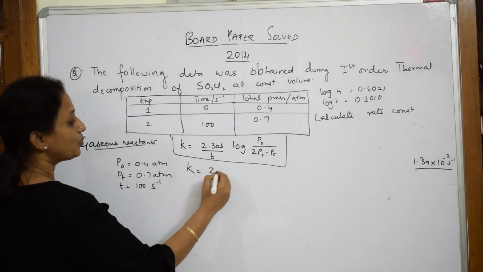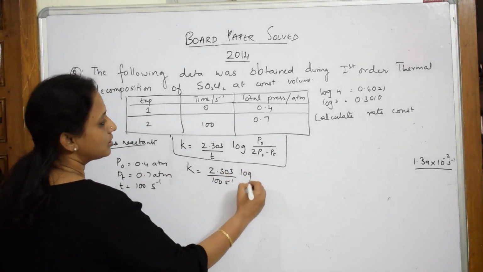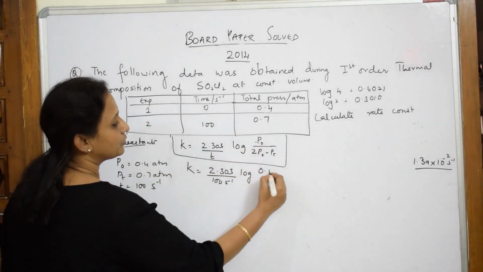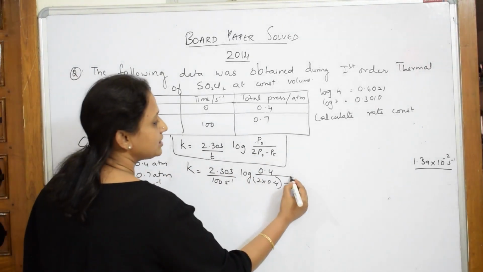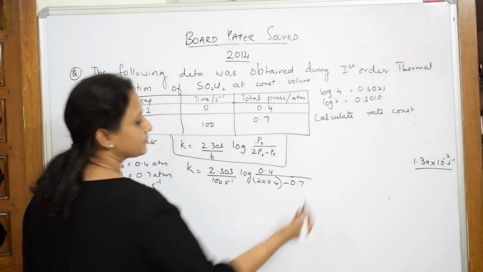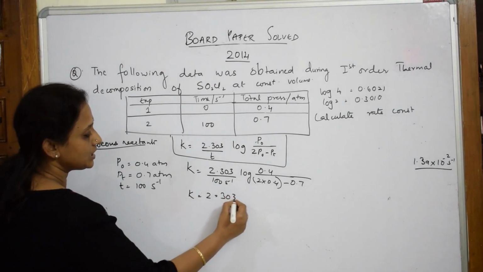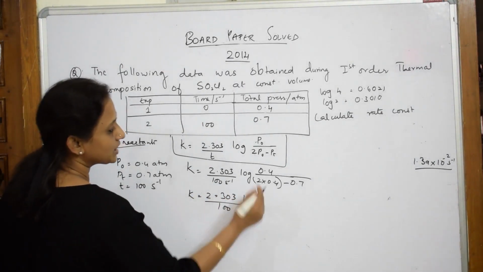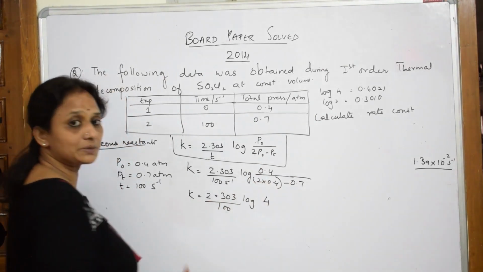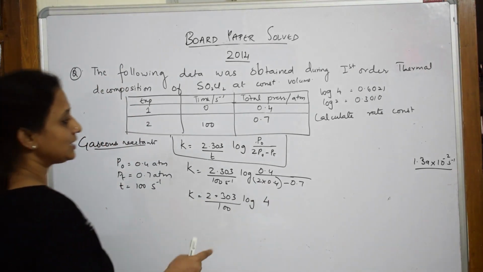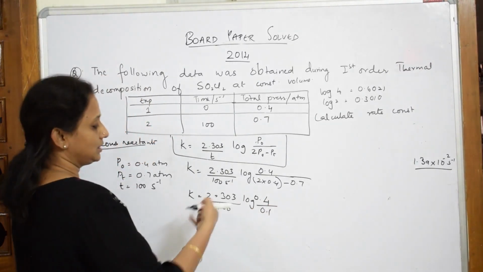K is equal to 2.303 by t, which is 100 seconds, log P naught is 0.4, divided by 2 into 0.4, because it is the P naught value, minus Pt, which is 0.7. So when you solve this, what do you get? K is equal to 2.303 by 100 into log. This becomes 0.4 by 0.1, which becomes 4, isn't it? Yes.